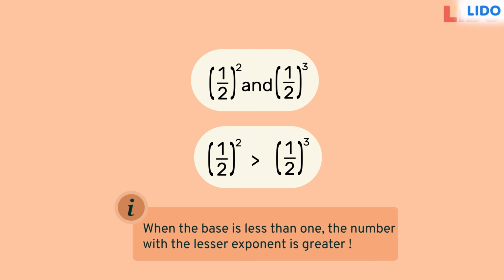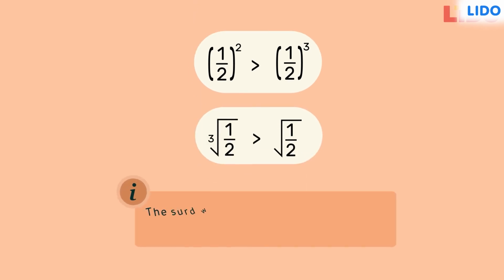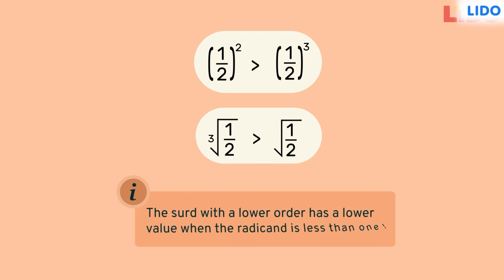Now when we have surds with a radicand less than 1, the same rule holds true. Cube root of the half is greater than root half. So the surd with the lower order has a lower value when the radicand is less than 1. Now you know how we compare two surds when there's something common between the surds.